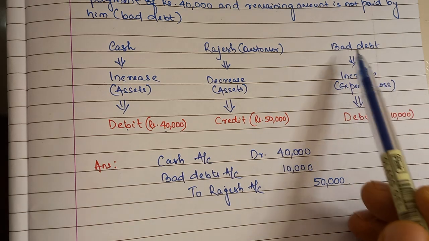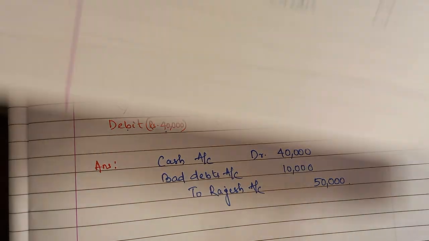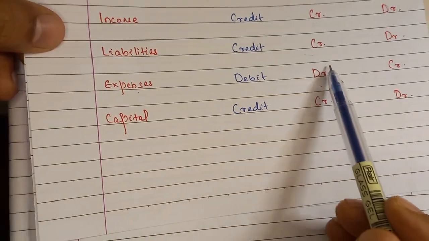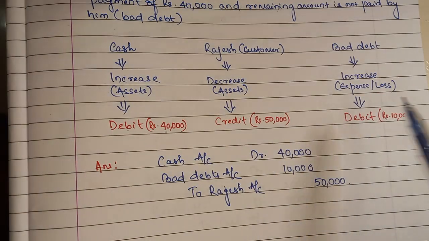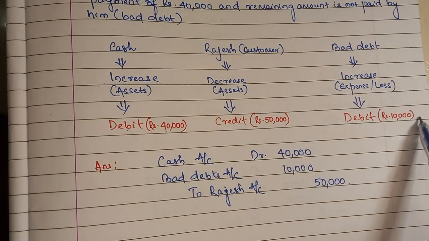At the same time, I will create bad debt of 10,000 rupees. Bad debt is a loss for the company. So any loss or expense, if there is an increase, it's a debit. Correct? So here it will be debited 10,000 rupees. That's a loss for the company or loss for the business.